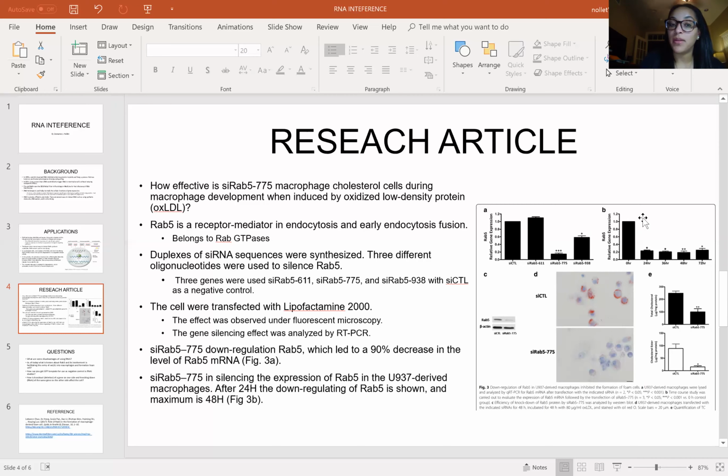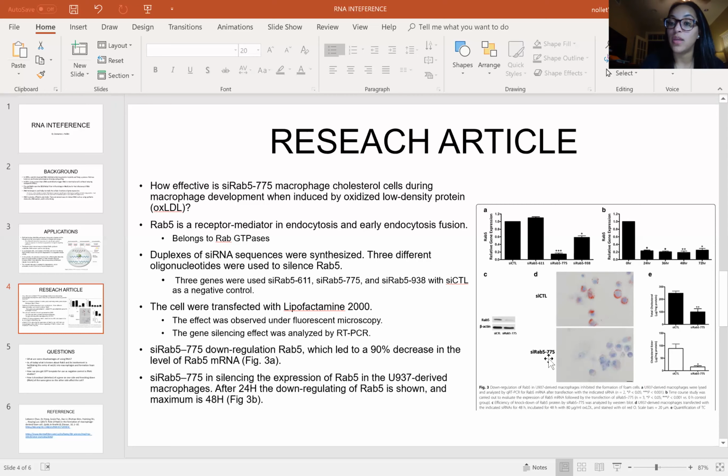And here it shows that by silencing the expression of RAB5 in the macrophage-derived cells, after 24 hours there was a downregulation of that specific gene that they were trying to suppress, actually not delete, but suppress. And they showed that there was no expression of that here. And here is the control, which has RAB5, meaning it has the presence of it.